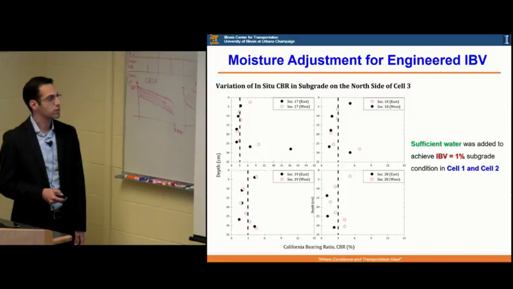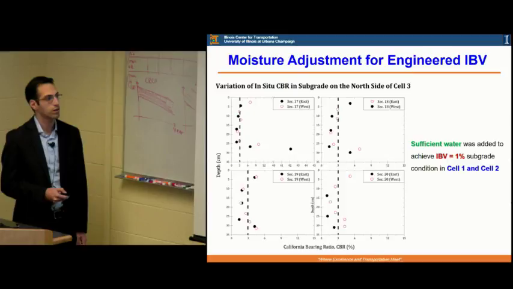Just showing some results for cell 3 for the achieved CBR values. So the target is a CBR of 3, and you can see that in many of the sections, this was achieved or slightly lower CBR for the depths up to 10 inches or more inside the in-situ subgrade. For cells 1 and 2, which were CBR 1, this value was also achieved for these two cells.